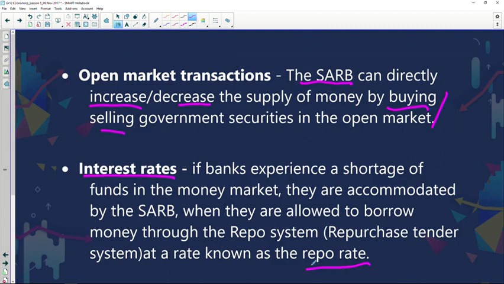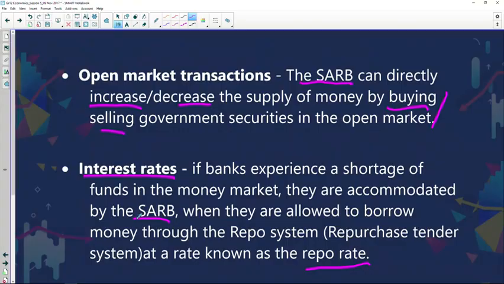Okay, we spoke about this earlier on. We said if banks don't have enough money available, they can approach the South African Reserve Bank. So when I say banks, I'm referring to the commercial banks, and then they could take out a loan, but they have to be charged, because they also charge us if we take out a loan from a commercial bank. So the banks are charged what we call a repo rate. And then when we take out a loan in a commercial bank, we are charged an interest rate.